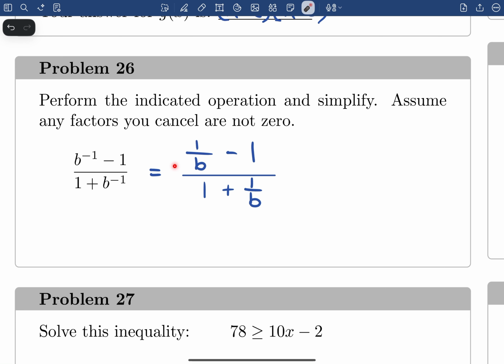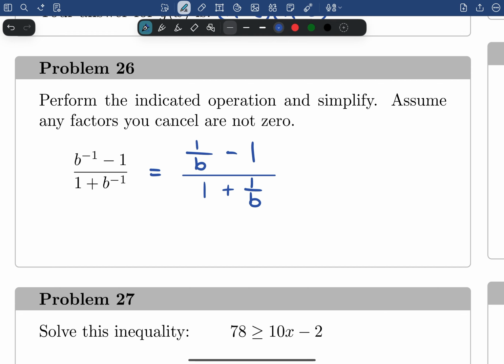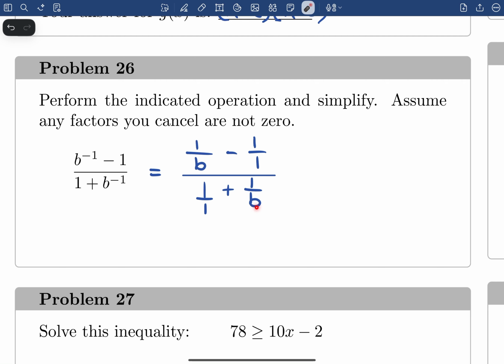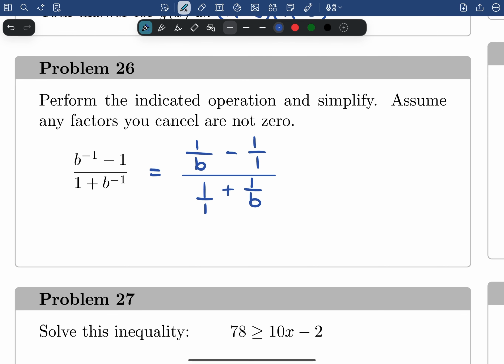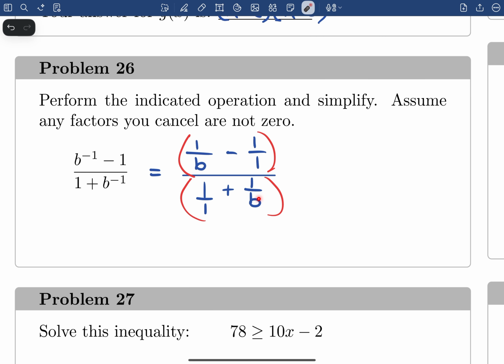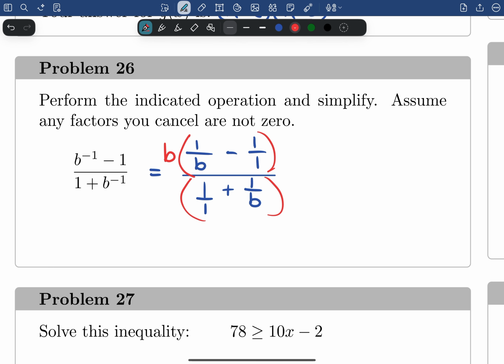Now that we've rewritten everything like this, this is a complex rational expression because it's like fractions inside of a fraction. If I were you, I would use the strategy discussed in our lessons together of finding the LCD of all four fractions. And by the way, I'm turning these ones into 1 over 1 so I can see all the fractions. You could keep them just as 1, whatever you want to do. But I'm going to multiply everything by the LCD of b, 1, 1, and b, which is just b. So b is the LCD, and I'm going to multiply that LCD on top and bottom.